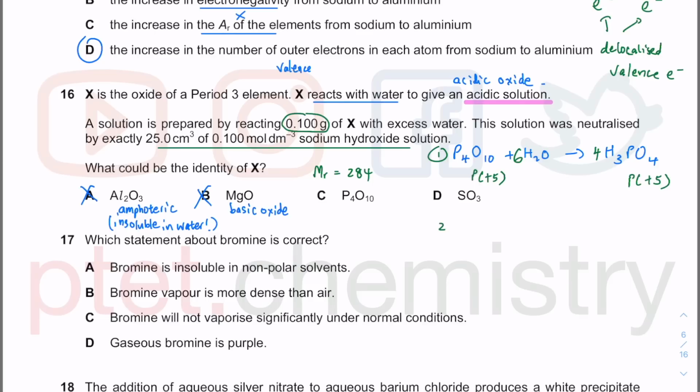Looking at that, if I have 0.100 gram over 284, how many moles of this phosphoric acid will I get? I will get 4 times the moles of the P4O10, because 1 mole of this gives me 4 times the acid. So the acid that I get from reacting this much is going to be 4 times that. So 4 times 0.100 divided by 284. I get an answer of 1.41 times 10 to the minus 3 mole.